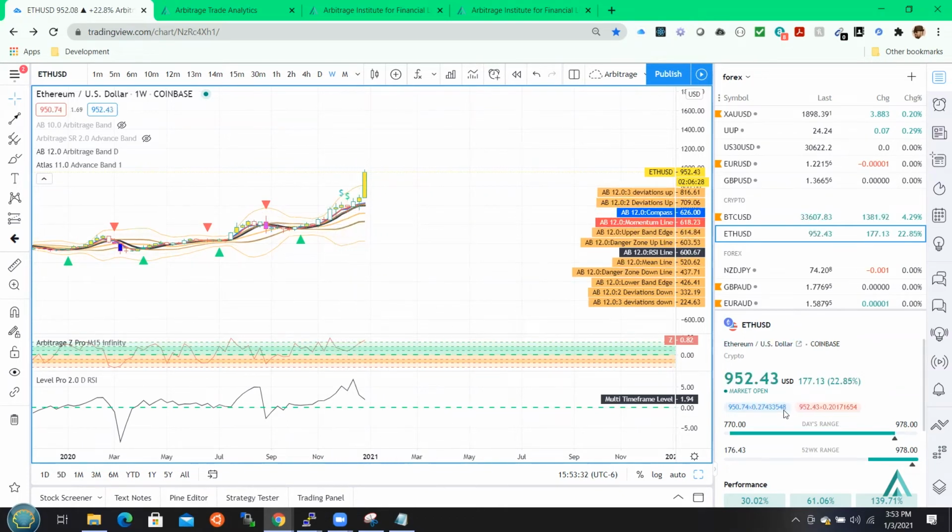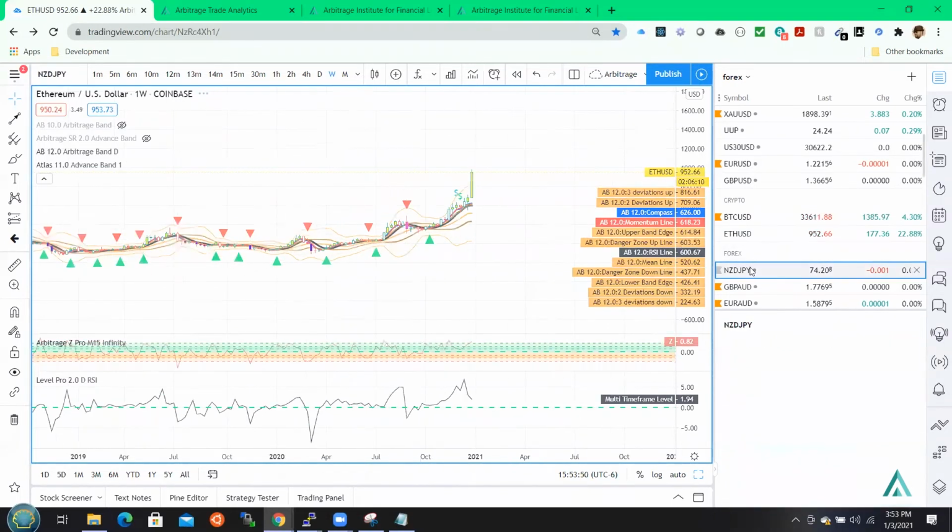So if you're in it and haven't taken profit, take profit. If you want to leave some on the table, you can, but leave as little as you possibly can on the table, because there will be a haircut coming. Lock in those profits. All right.